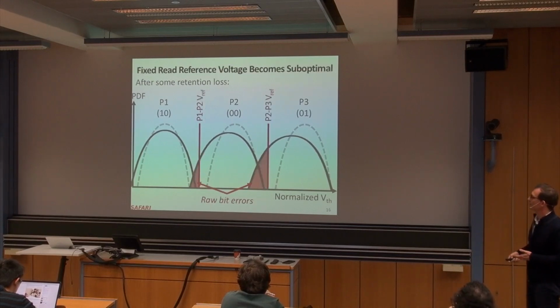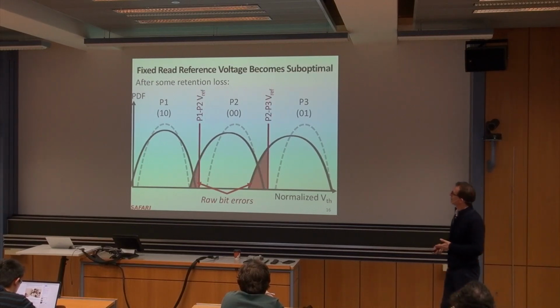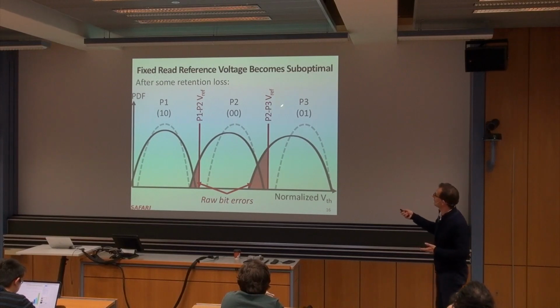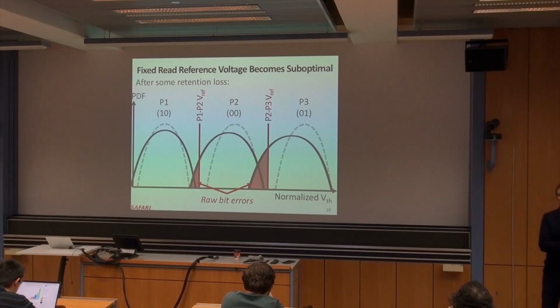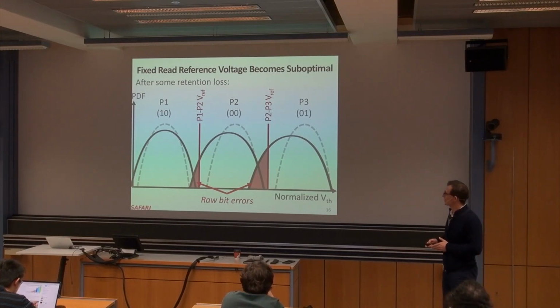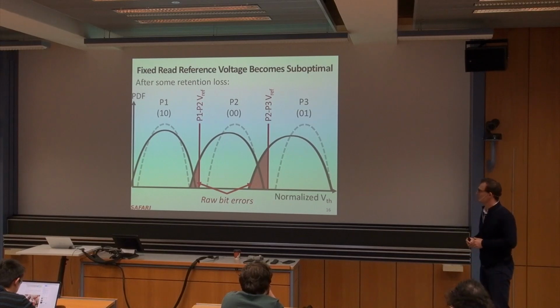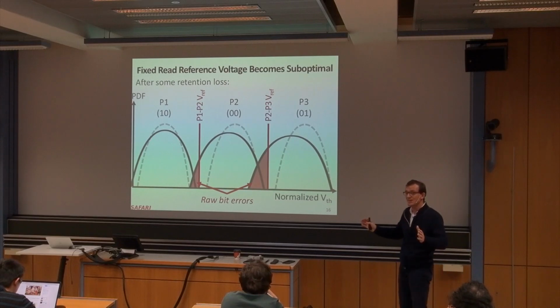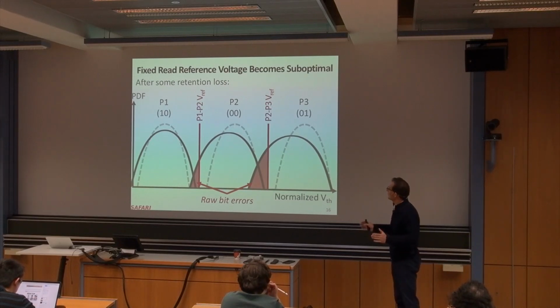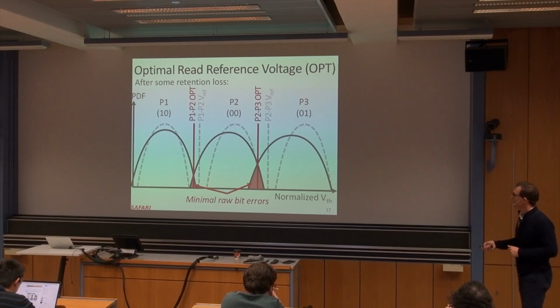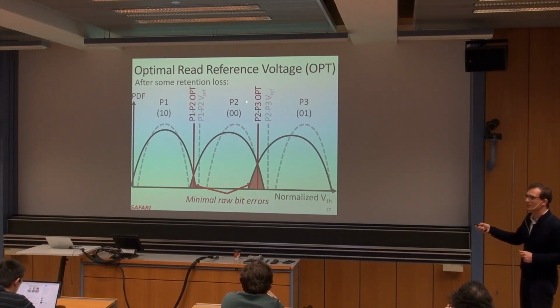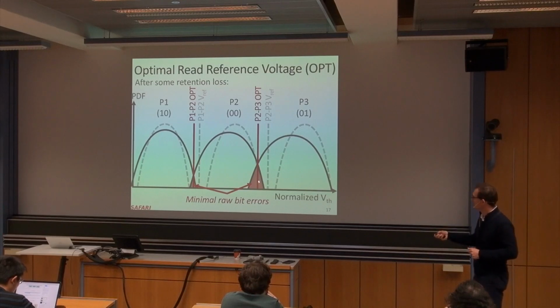So that's a problem. If you have a fixed read reference voltage, that's what happens. But if you're able to adapt your read reference voltage to what's happening in the device, you can say, oh, okay, some of these cells actually store data for, let's say, 5 days. And because they've stored data for 5 days, my read reference voltage should not be this, but it should really be this. If you can find that out, then that sounds good, because this is the place where you really minimize the raw bit errors, right?